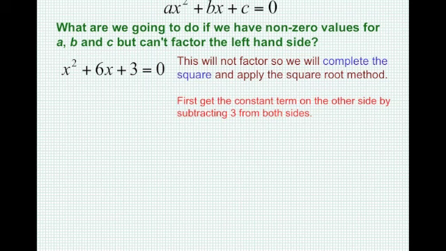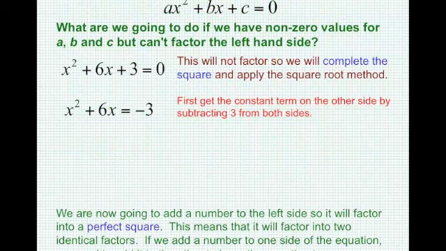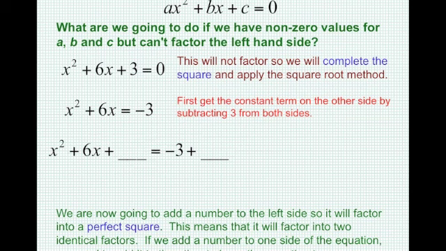In order to do this, we first get the constant term on the other side by subtracting 3 from both sides. The result is x squared plus 6x equals negative 3. We're now going to add a number to the left side so that it will factor into a perfect square trinomial. This means that it will factor into two identical factors. If we add a number to one side of the equation, we must always add it to the other side to keep the equation true.